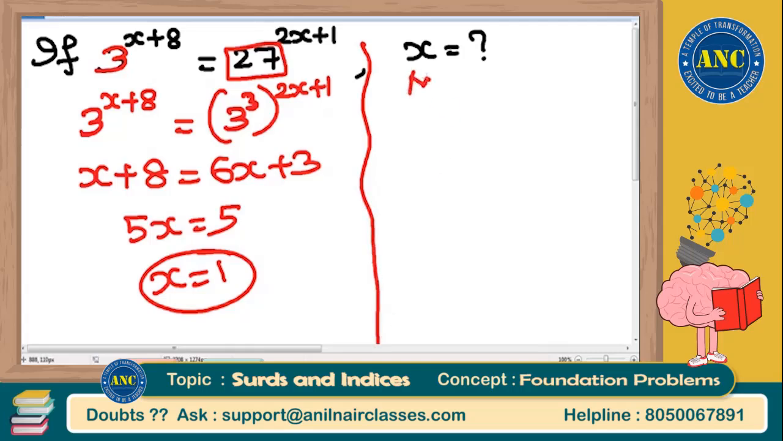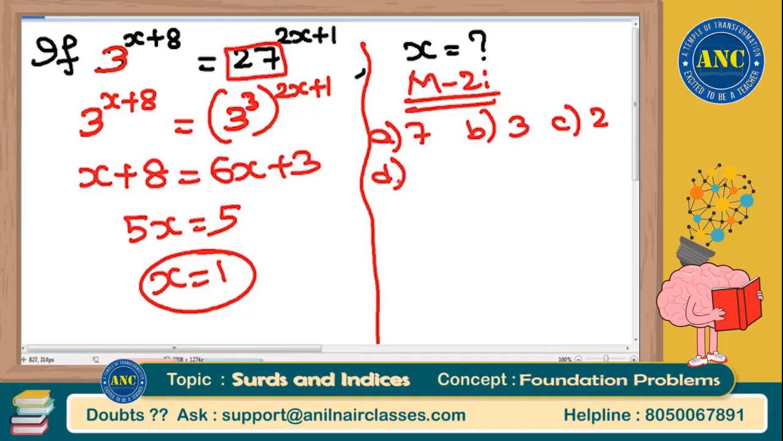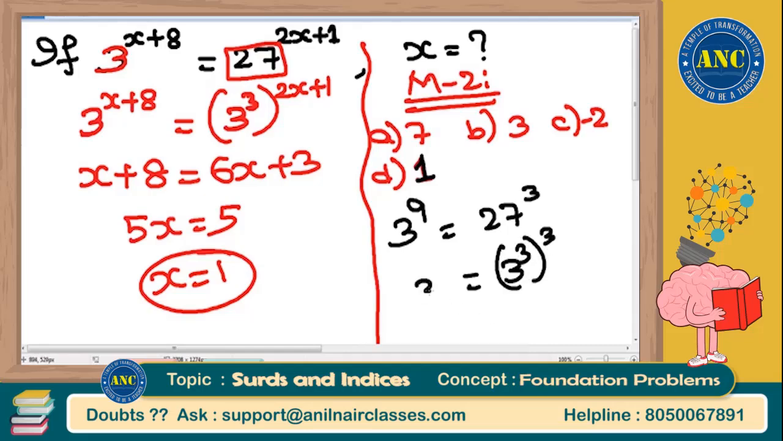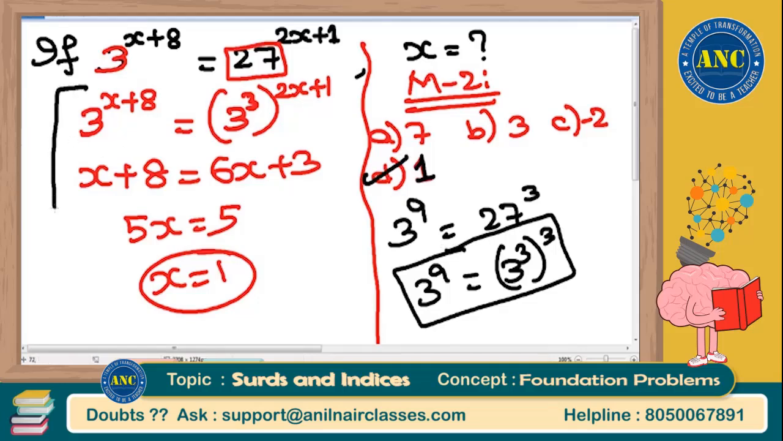If you do not want to solve in this method, substitute by answer options. Options are 7, 3, 2, minus 2 and 1. If I take the fourth option, which is the correct answer, if I take 1, so this is 3 power 1 plus 8, which is 3 power 9. 27 to the power of 2 into 1 plus 1, it is 3. So 27 power 3 is 3 cube to the power of 3, which is nothing but 3 power 9 itself. Both are satisfying, therefore the answer option is correct. You use method 1 or method 2, it makes no difference.